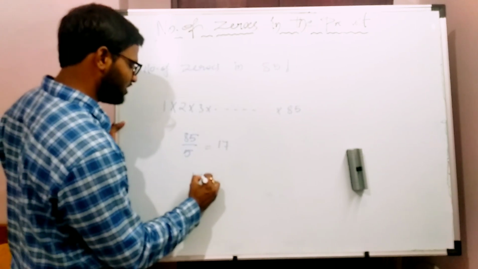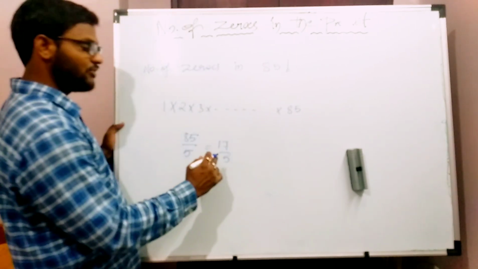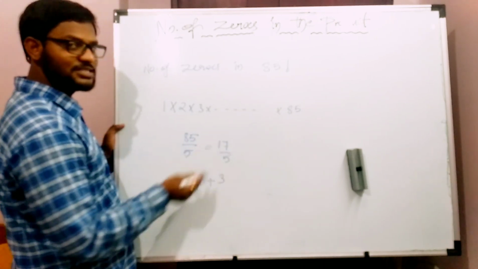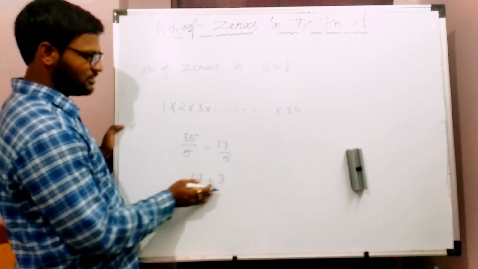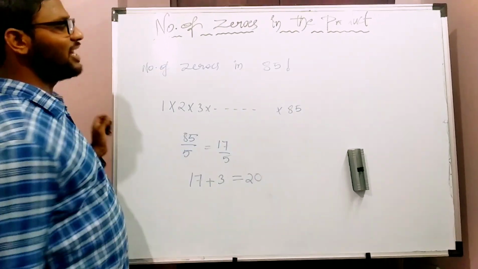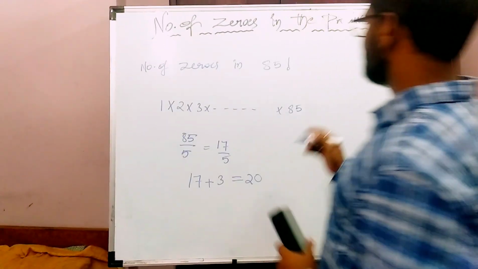Okay, first write 17. Again this 17 divided by 5. 5 threes are 15. Remainder is 2. So what is the quotient? 3. 17 plus 3, 20. So this product ends with 20 zeros. We'll take one more example.